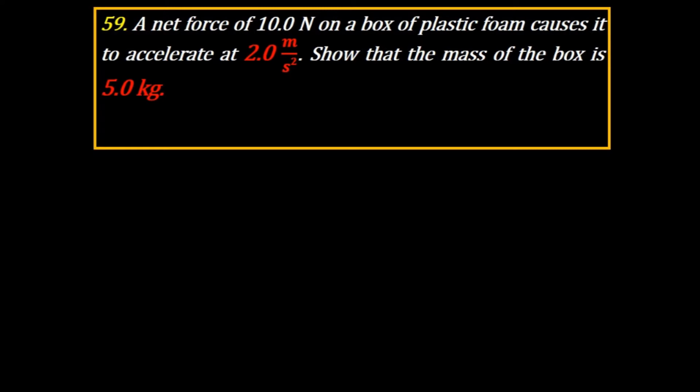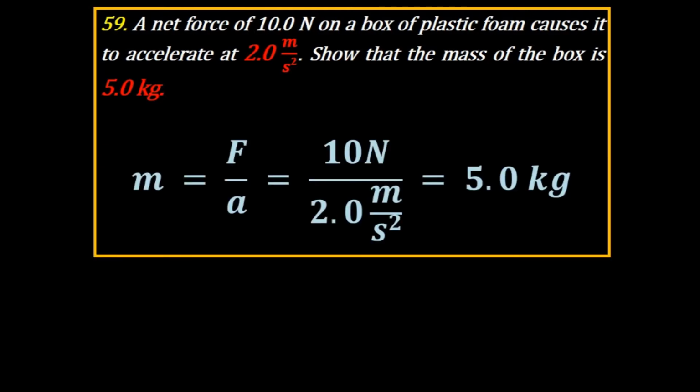A net force of 10 newtons on a box of plastic foam causes it to accelerate 2 meters per second squared. Show that the mass of the box is 5. Well, I hope you can do this by now. 10 divided by 2 is 5. Okay, moving right along here. We are zipping along. Let's take a break.